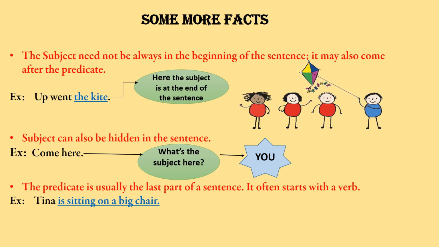The predicate is usually the last part of a sentence. It often starts with a verb. Children, always remember the predicate usually starts with a verb and is the last part of the sentence.